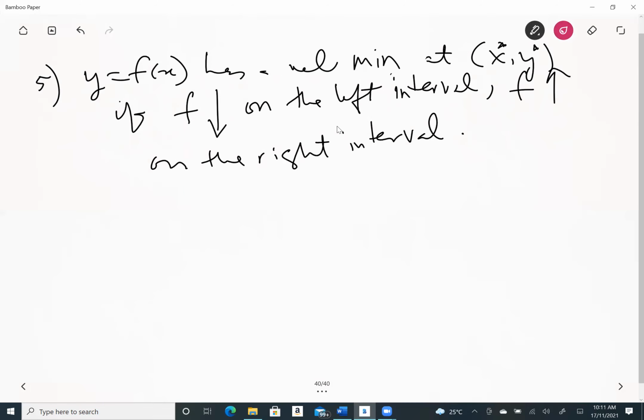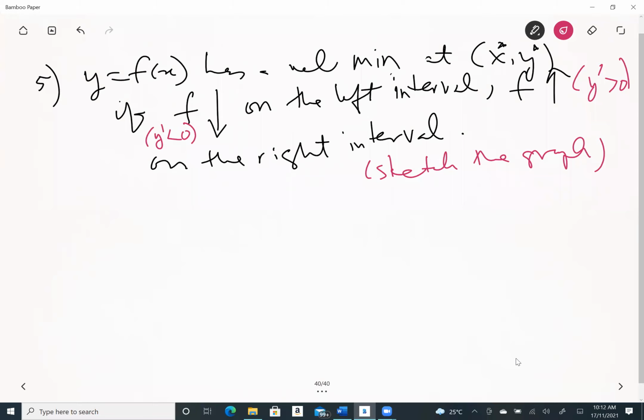The function is decreasing on the left interval, in other words, y prime negative. And the function is increasing on the right interval, y prime positive. So that is a minimum. And one way to confirm that is sketching the graph. That will be easier. Sketch the graph.